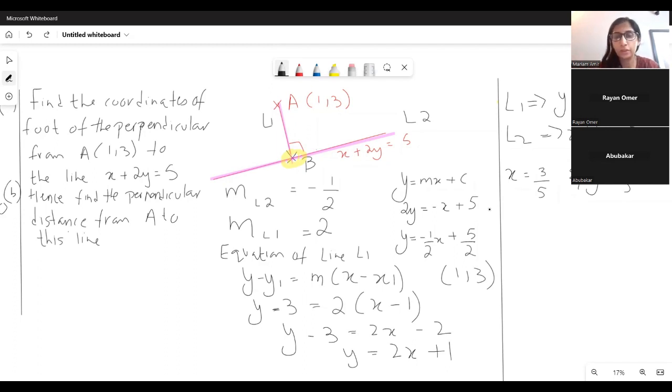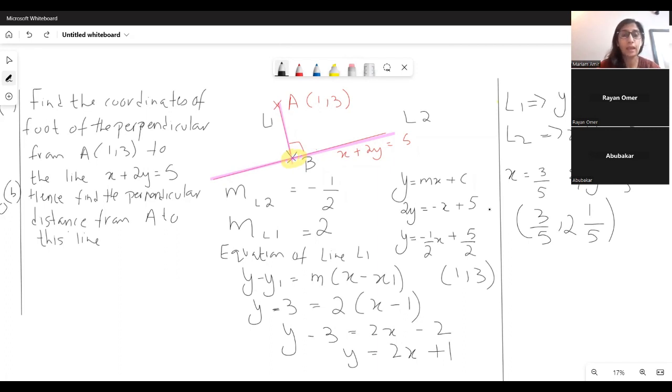Okay, so we have the answer for part A. The answer for part A is 3 by 5 comma 11 by 5. It's better to write 11 by 5 as a mixed number, because you're supposed to write the final answer in the most simplified form. So 5 goes into 11 twice with 1 left over, so 2 whole 1 by 5. The answer is 3 by 5 comma 2 whole 1 by 5. That's the answer for part A.